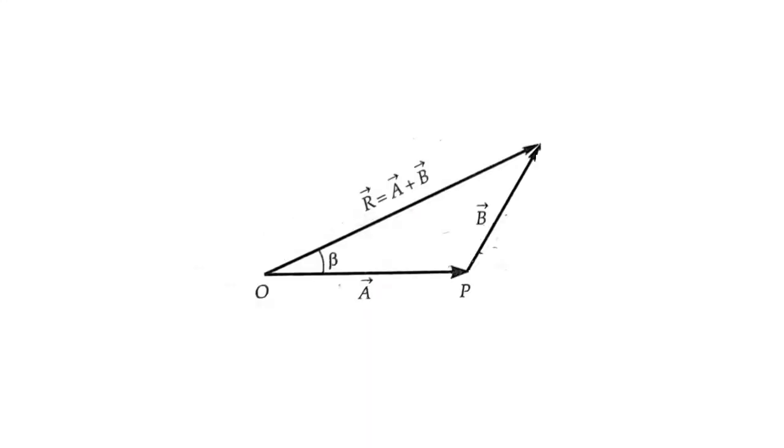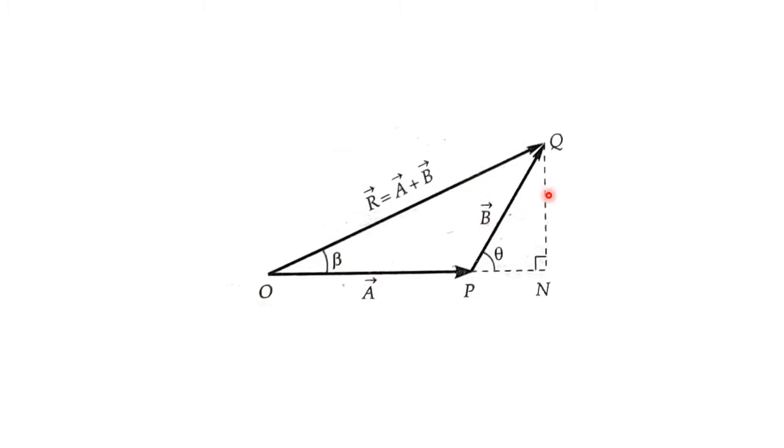In this lesson, we will discuss the analytical method of vector addition. Now, you are given two vectors, your vector A and your vector B. Your vector A is represented by OP, and vector B is represented by PQ. Now, from the triangle law of vector addition, we know we can draw a resultant vector R, and this R will be the vector sum of vector A and your vector B.